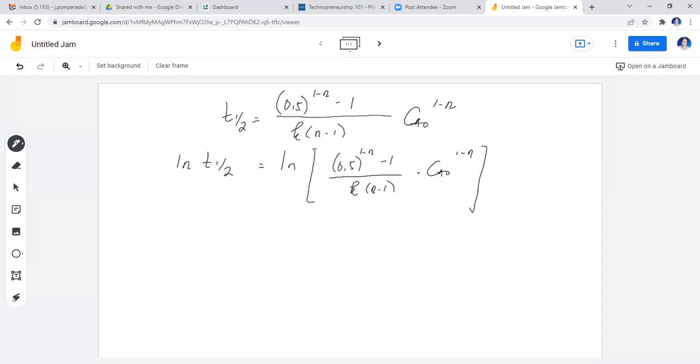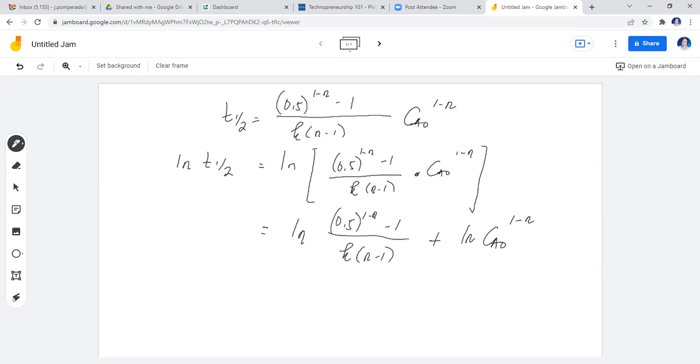You have here, I place a dot in here, meaning you are multiplying these two expressions. As a property of your log in differential calculus, it's just like adding two ln's with these arguments. So the first ln that I should have is ln of 0.5 raised to 1 minus n, minus 1, k to the n minus 1. The other ln will have the ln of CAO raised to 1 minus n. These are the two expressions being multiplied, and as a property of ln, it can be split into two ln's, taking the sum of the two.